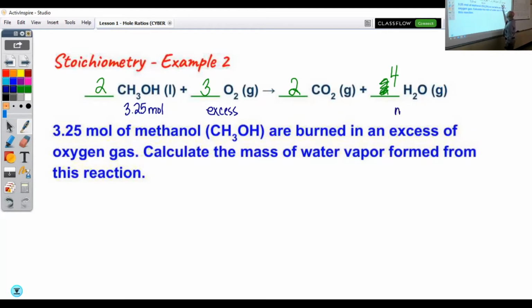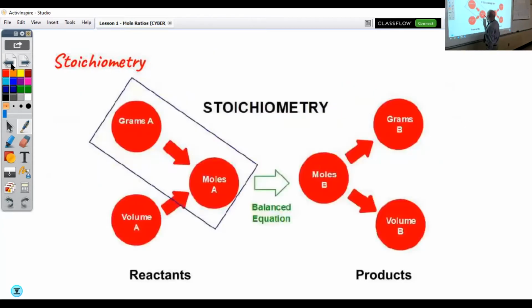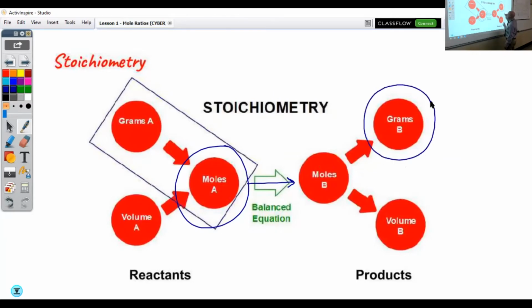So we're looking for a mass, which again, remember, is going to be measured in grams. Calculate the mass of water vapor formed from this reaction. So in this reaction, we're starting off in moles and we're going all the way to grams. So if we look at our map, we're starting off in moles here. So we need 1 conversion to get to moles of our product. And then we need a second conversion because we're finishing in grams. So we're going to need 2 ratios in this problem.